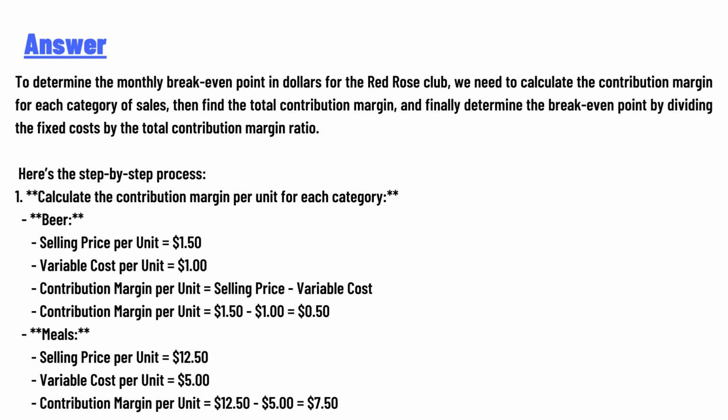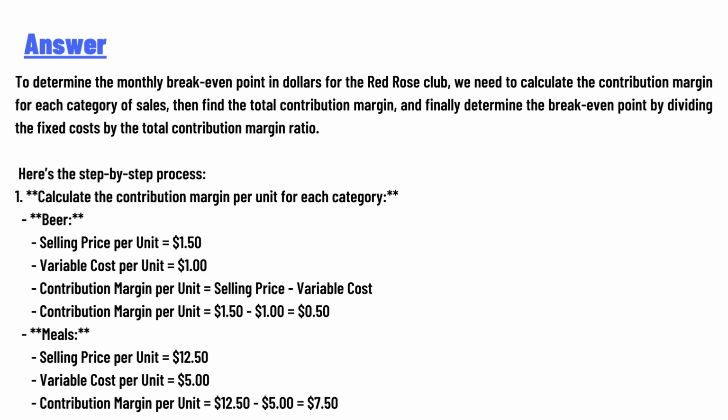To determine the monthly break-even point in dollars for the Red Rose Club, we need to calculate the contribution margin for each category of sales. Then find the total contribution margin, and finally determine the break-even point by dividing the fixed cost by the total contribution margin ratio. Here is the step by step process. First, calculate the contribution margin per unit of each category.